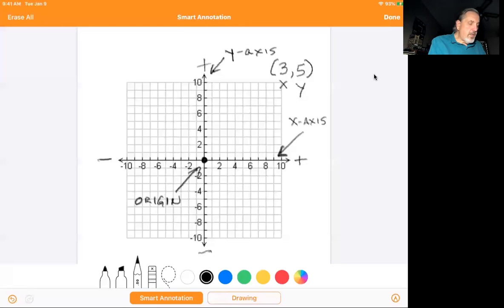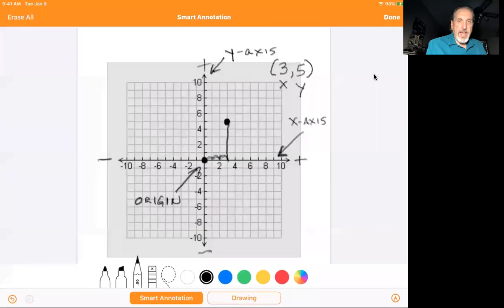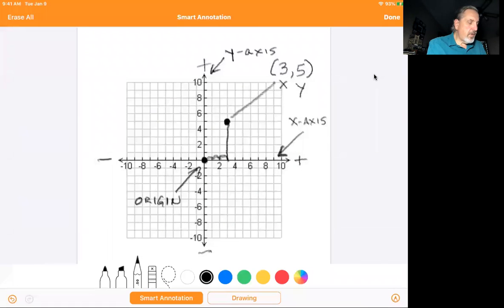So again, we start at the origin. I'm going to put my pencil right there at the origin. And then we're going to move 1, 2, 3 units to the right. And then we're going to move up 1, 2, 3, 4, 5 units. And that's the location of the ordered pair 3, 5.